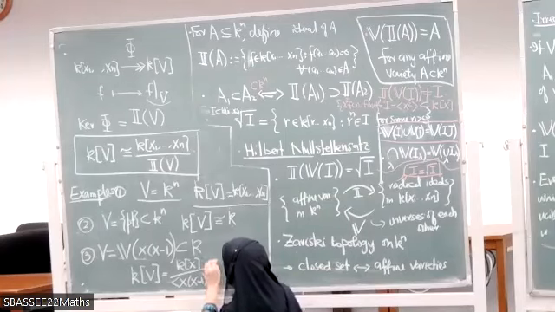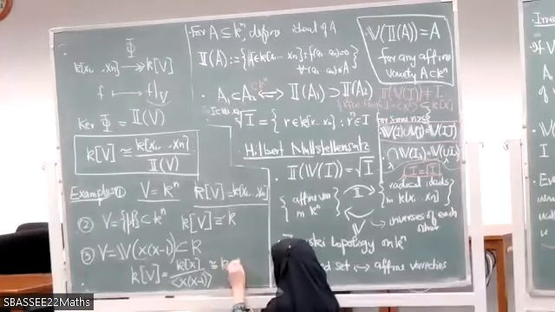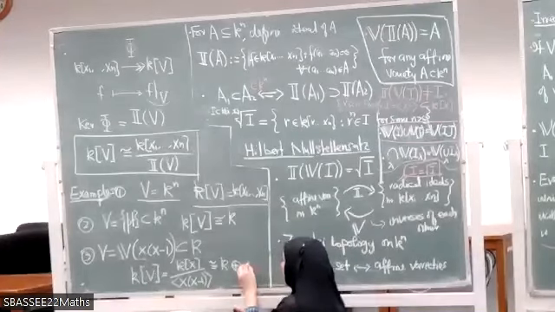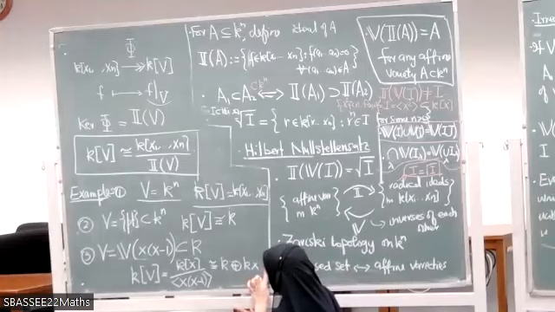And if you know a little bit more algebra, this is just equal to K direct sum x times K. Sorry.